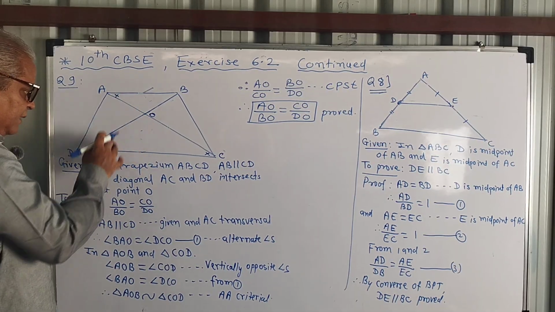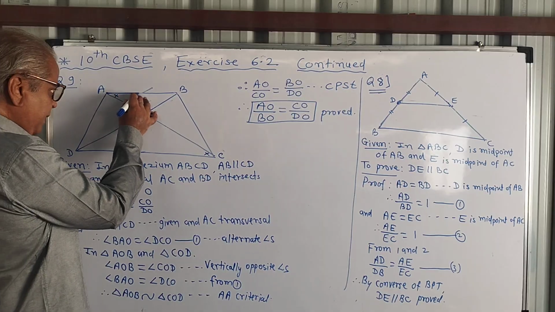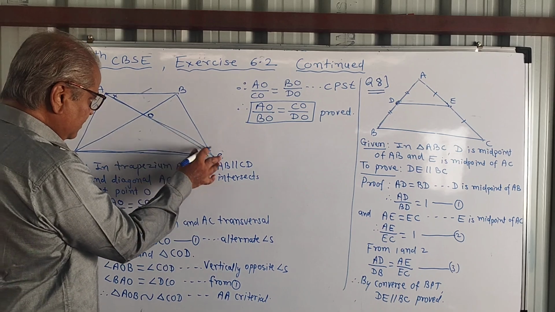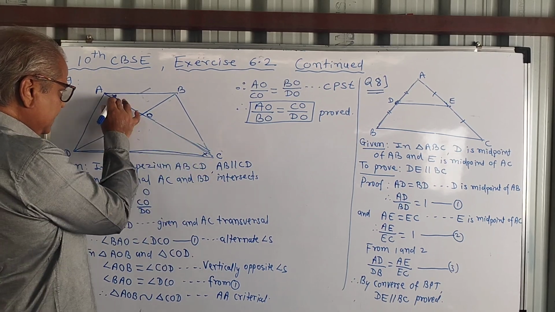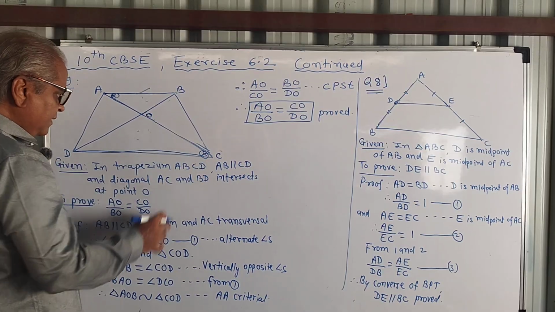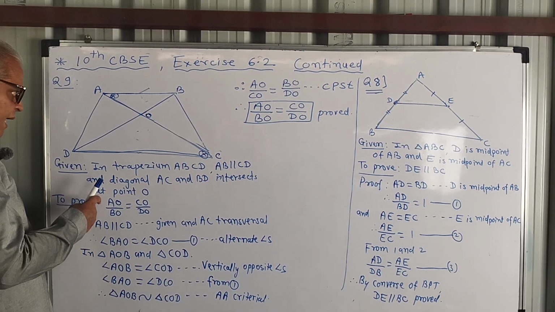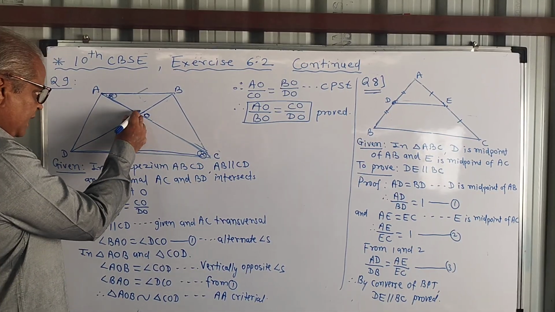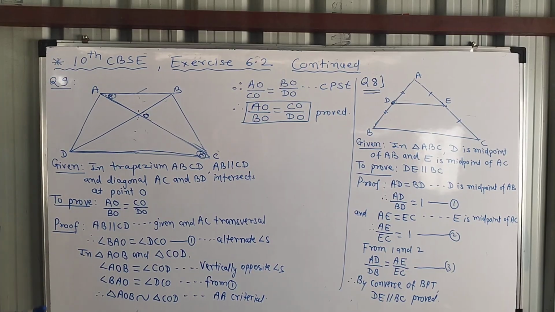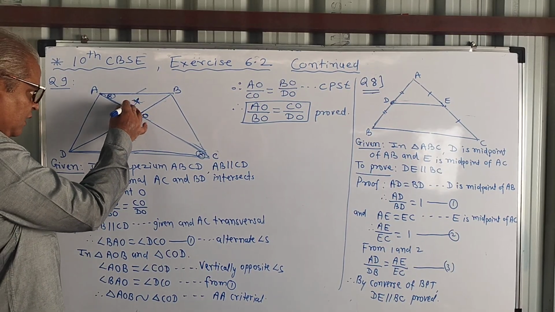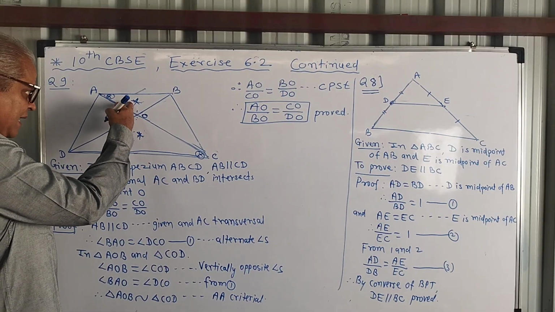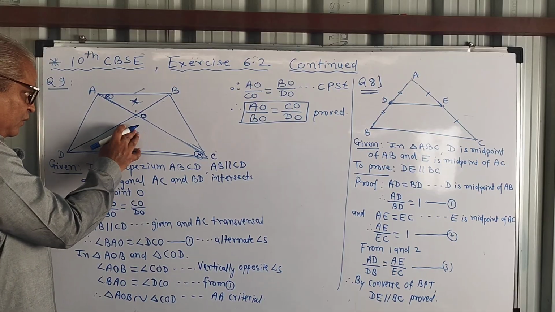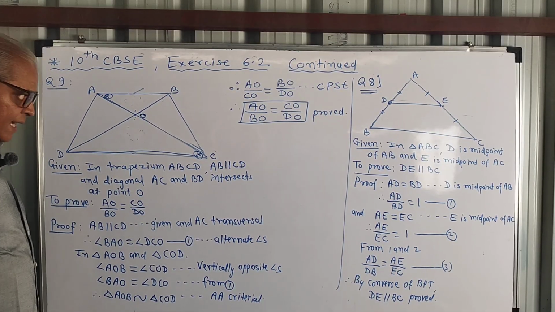So how to prove it? See, if you take AB parallel to DC and AC as transversal, then this angle and this angle are alternate angles. And if you look at these two angles, AOB and COD, they are vertically opposite angles. So in these two triangles, we got two elements, that is, two angles of this triangle are congruent with two angles of this triangle. Therefore, these two triangles are similar by AA criterion.